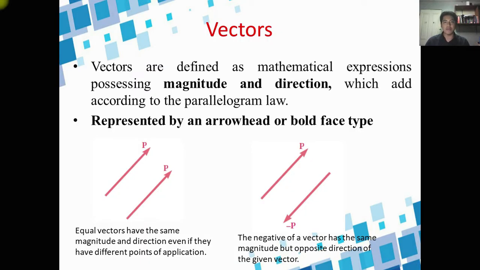So, what are vectors? Vectors are defined as mathematical expressions possessing both magnitude and direction, which add according to the parallelogram law. So vectors are quantities that have a magnitude and direction. Some common examples are displacement, acceleration, and velocity. If we get a negative velocity, it only means that, in two-dimensional motion, if you chose positive x as the positive velocity, then negative x is the negative velocity. So negative velocity means you are going along the negative x-axis, if that is motion in one dimension, or motion along a straight line.